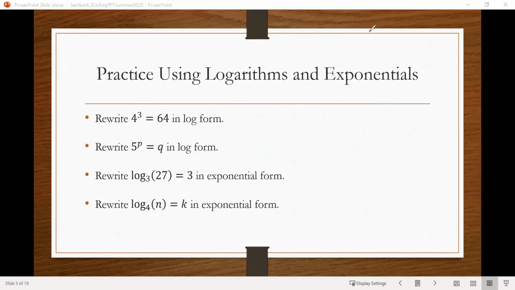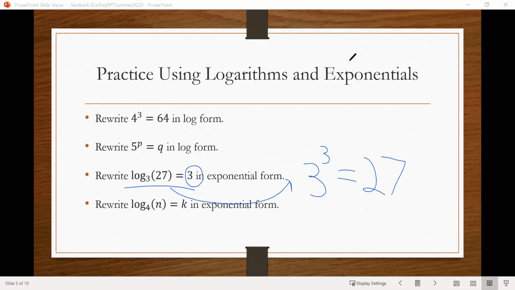All right, let's also go the opposite direction. So log base 3 of 27 equals 3. Well, now we're going to write this in exponential form. So the base of the log becomes the base of the exponential. The 3 over here, that's the exponent. And then that equals 27.